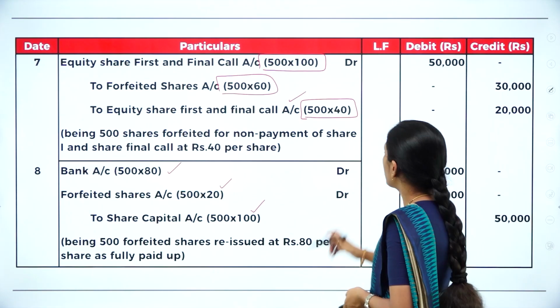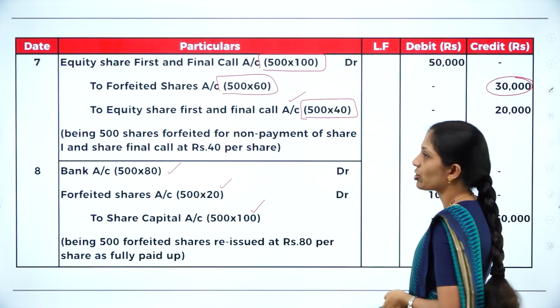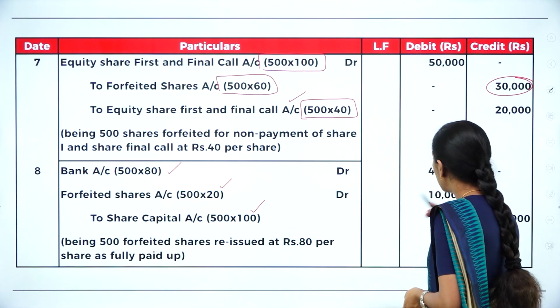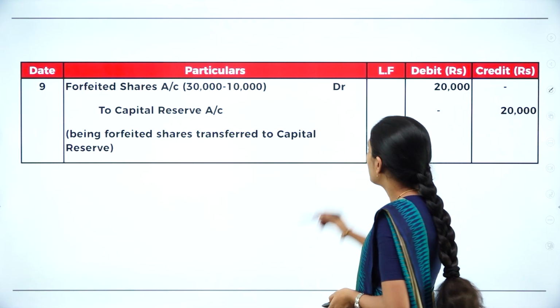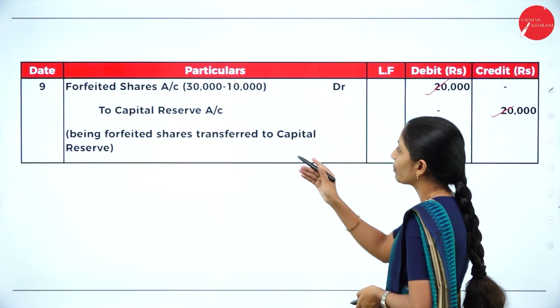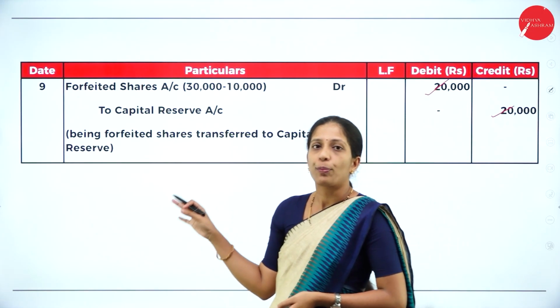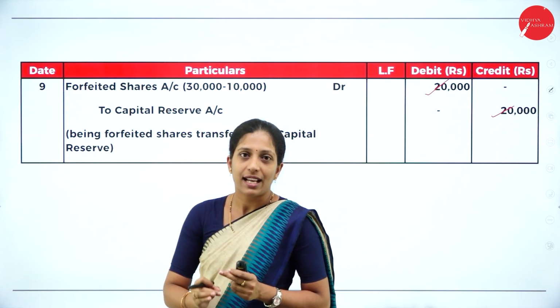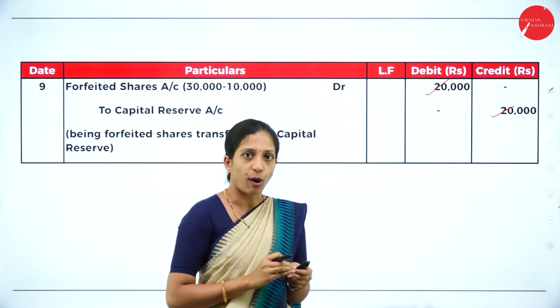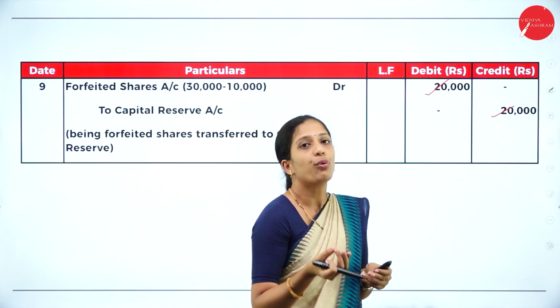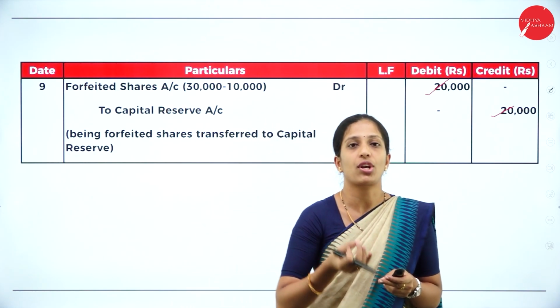Now, in the 7th entry, what is the amount in forfeited shares? 30,000. In the 8th entry, it is 10,000. So, 30,000 minus 10,000, this 20,000 will be transferred to capital reserve. Hope you are clear with this. If you write these 9 entries, you will get 12 marks. So, learn those 9 entries properly and learn how to record the amount for each and every entry.